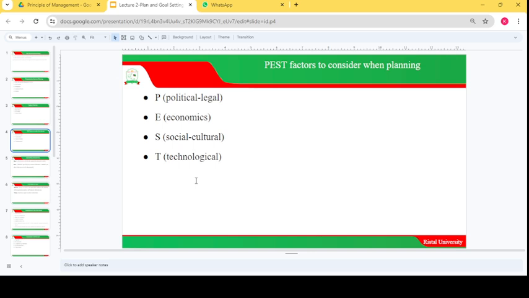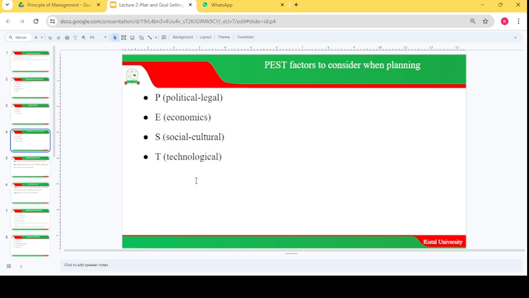So that's PEST. It stands for political. These factors encompass government policies, regulations, tax laws, trade agreements, and political stability. So we see that changes in any of these areas can affect your business environment. For example, new regulations impacting production cost, or trade barriers affecting your ability to reach certain markets.